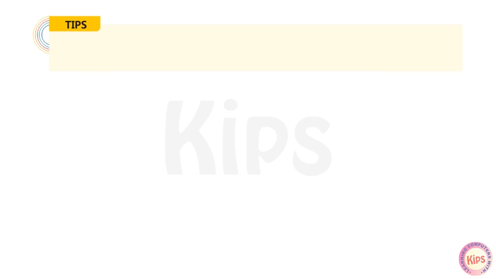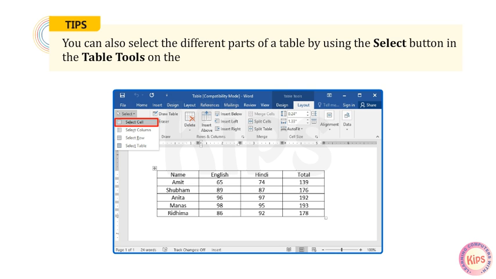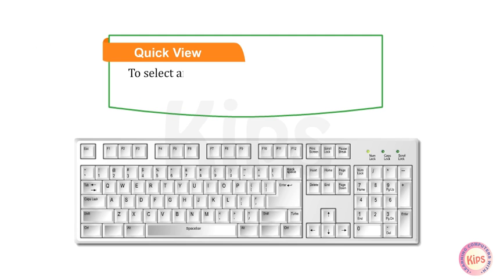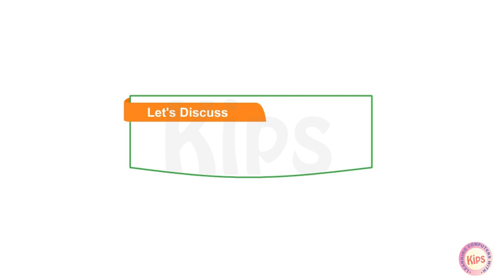Let me give you a tip. You can also select the different parts of a table by using the Select button in the Table Tools on the Layout tab. Let's take a quick view. To select an entire table, click anywhere inside the table and press Alt+5 key on the numeric keypad with number lock off. Quickly recall what is the difference between Draw Table option and Insert Table option.